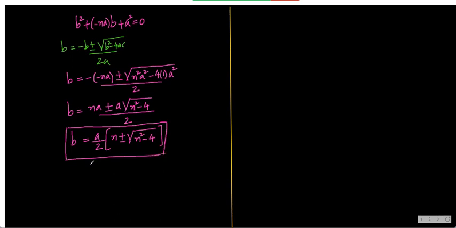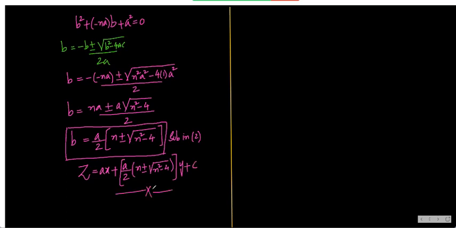After getting the value of b, we have to substitute in equation number 1 and you will get the complete integral. Substitute in 2. So z is equal to ax only plus the b value. The b value is a by 2 into n plus or minus under root n square minus 4, of y, plus c is the final answer. This is the way to find out the complete integral using standard form 1.